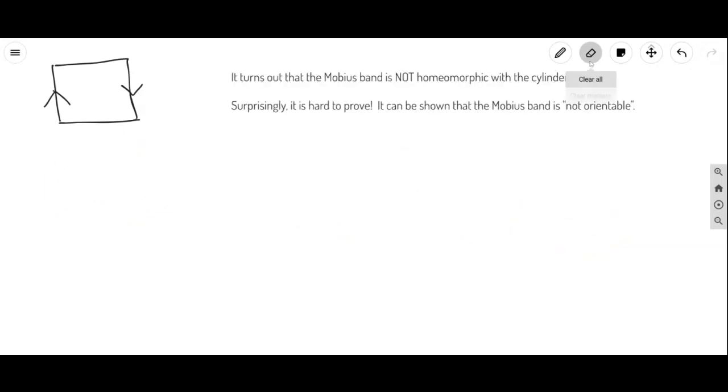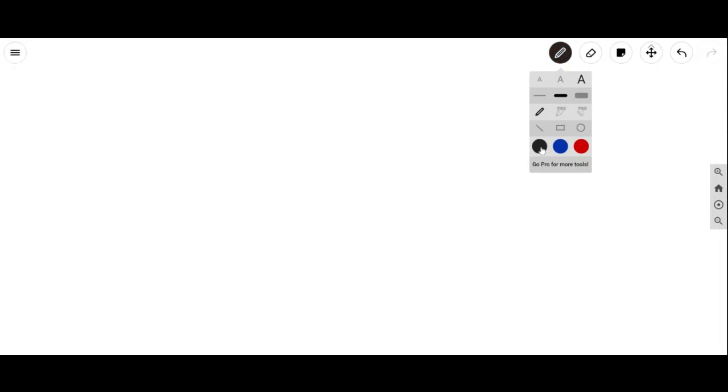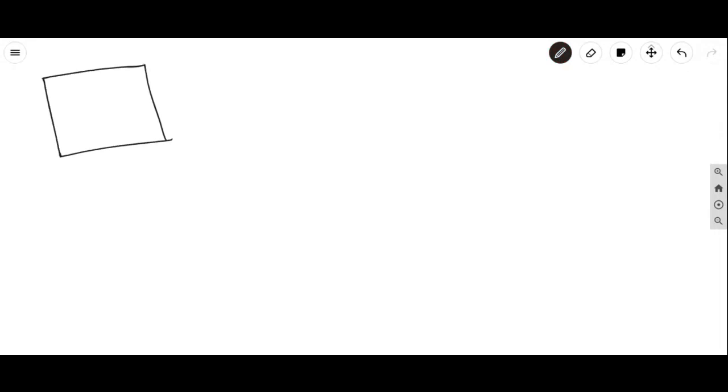Now, the next example that I want to show you is, let's return back to our unit square. So that's our unit square. And let's do this. Let's identify these, and then let's identify these like this. So what does this mean? This means if you have a point on the upper edge and a point on the lower edge, they're being glued together. And if you have a point over here, it's being glued to a point over here.